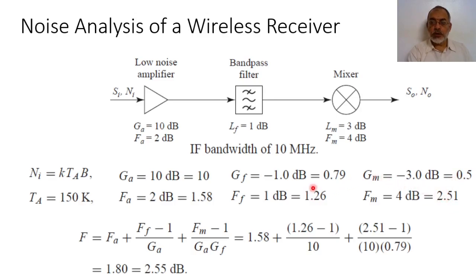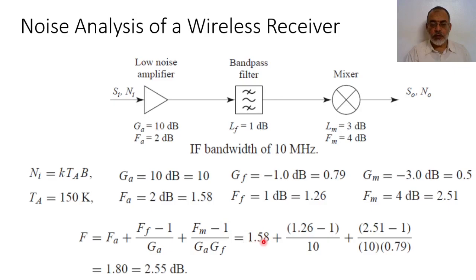Now, from these quantities as ratios, we can say that the total noise figure for this system would be the noise figure of the amplifier FA plus the noise figure of the bandpass filter minus 1 over the gain of the amplifier GA, which was G1, plus the noise figure of the mixer minus 1 over the gain of the amplifier multiplied by the gain of the filter. So by taking these values, FA is 1.58. It should be noted here that this equation is based on the ratios, not on the dB.